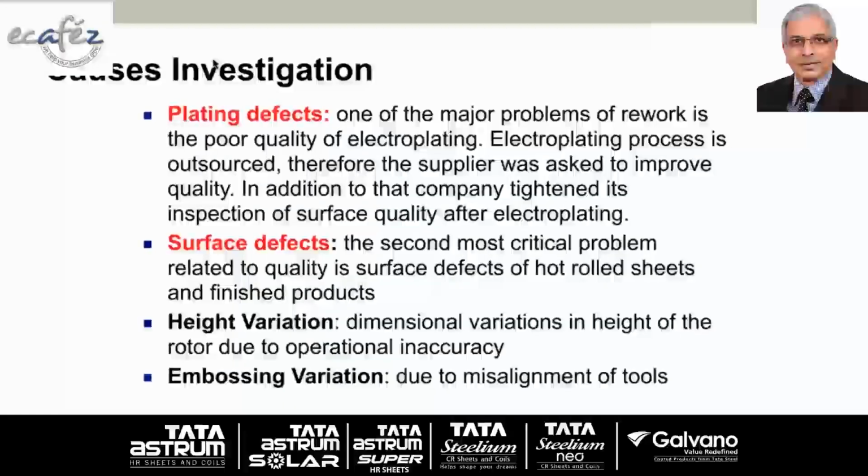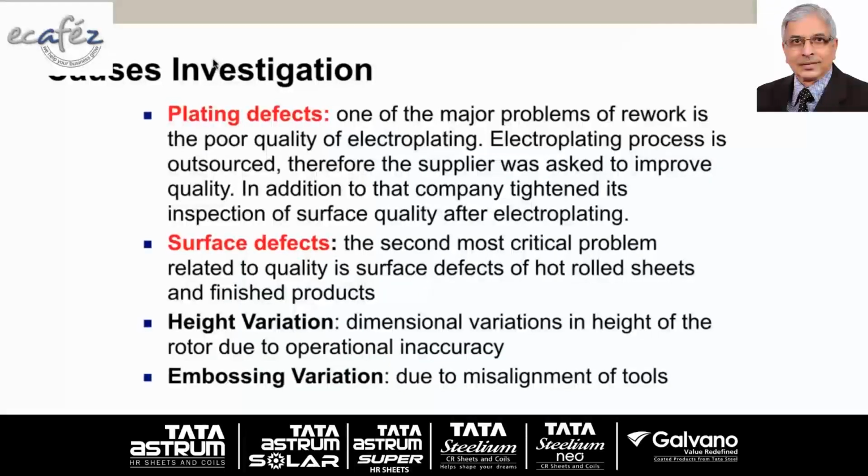The second most critical problem related to quality is the surface defects of the hot rolled sheets. If you see, the core was the surface quality problem. If the surface quality is not good, it will generate more plating defect also. By investigation, it was found that the surface defect was due to poor quality supply from the steel companies. So we'll see how this was solved.